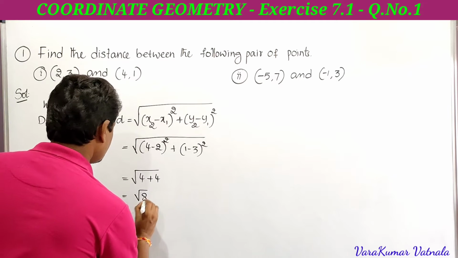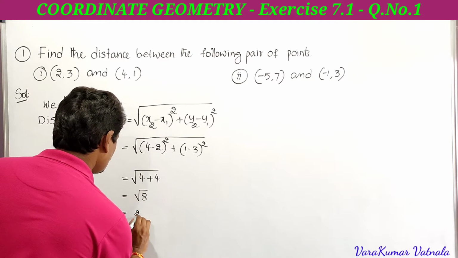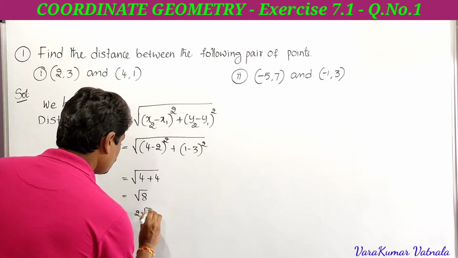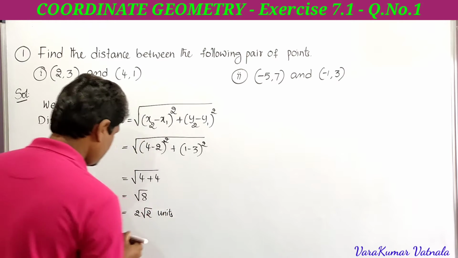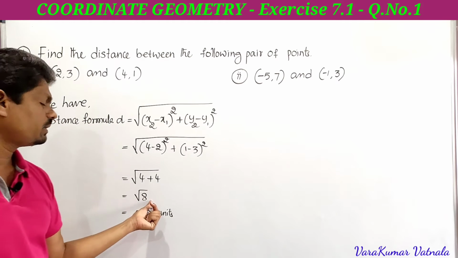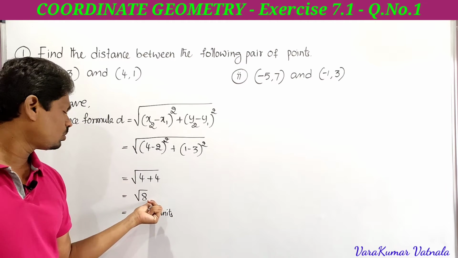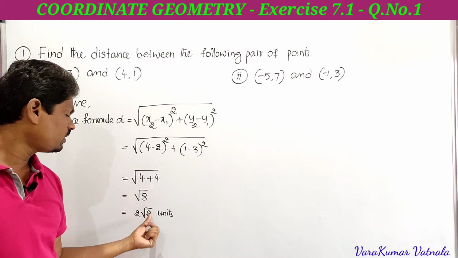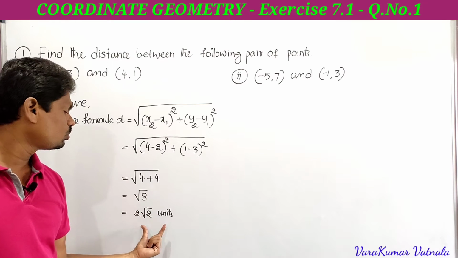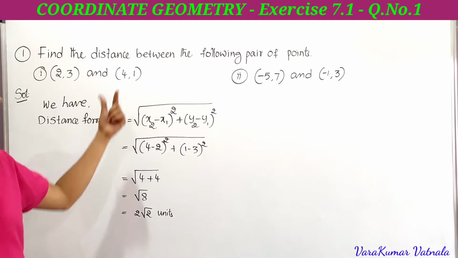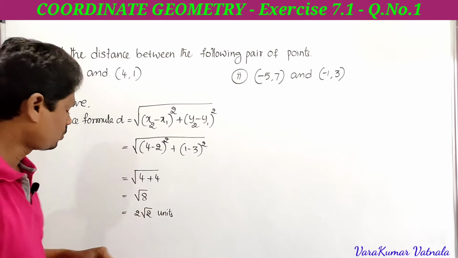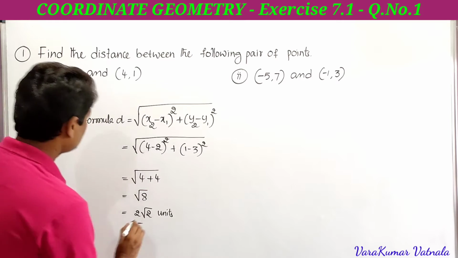Root 8 can be written as 2 root 2 units. 8 can be written as 4 into 2, root 4 is 2, and we get root 2. So 2 root 2 units. Therefore the distance between (2, 3) and (4, 1) is 2 root 2 units. So this is the first bit.